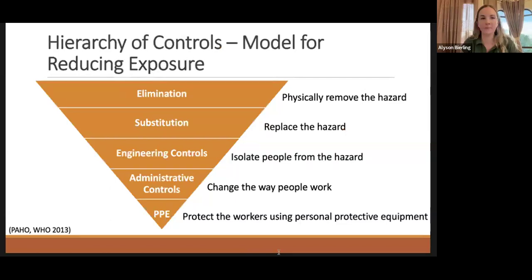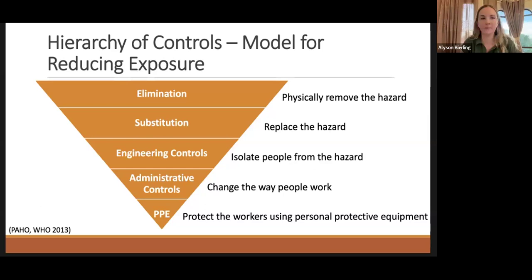So protecting healthcare workers from exposure to hazardous drugs requires multiple levels of control. And this pyramid demonstrates those controls from most effective to least effective. So starting at the top of the pyramid, one obvious strategy for reducing exposure is elimination. So physically removing the hazard. The next step on the pyramid is substitution. So replacing a hazardous drug with a drug that is not hazardous.